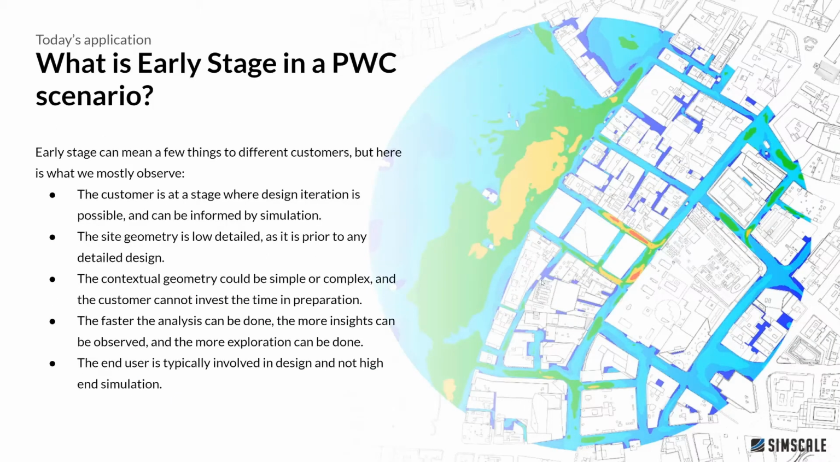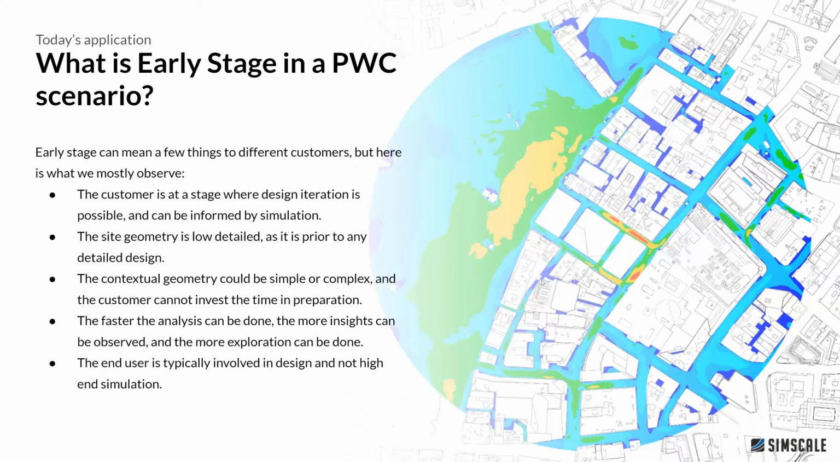Now, we wanted to spend a few minutes here to understand what is meant by early stage in pedestrian wind comfort, and more importantly what it means to our customers. Mainly what we observe is the customer is at an early stage where design iteration is possible and can be informed by simulation. Typically the site geometry is low detail, as it's prior to any detailed design happening, so this would normally be prior to any work done in Revit or BIM, for example. The contextual geometry could be simple or it could be complex, so at an early stage we wouldn't want to spend too much time cleaning and preparing geometry, so we might decide to go to a supplier, like we have in this case, and bring in the contextual geometry, but we don't want to invest too much time to make that proper, and that's what I mentioned in the previous slide.